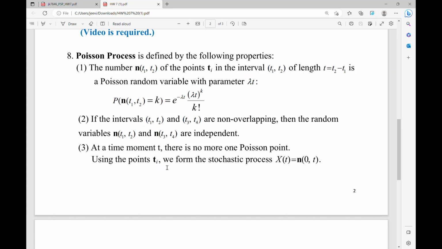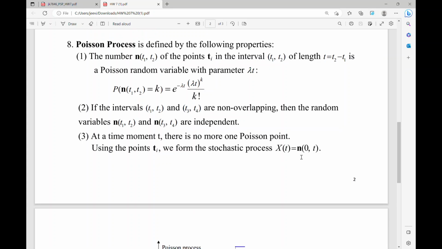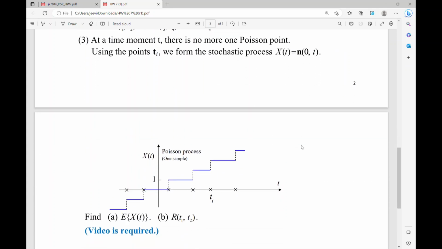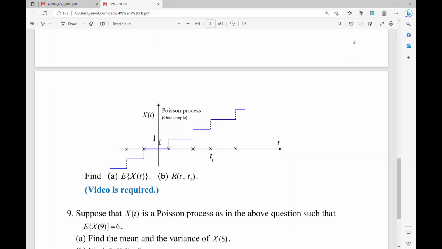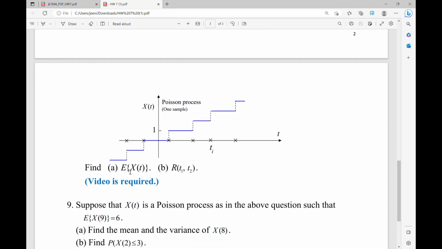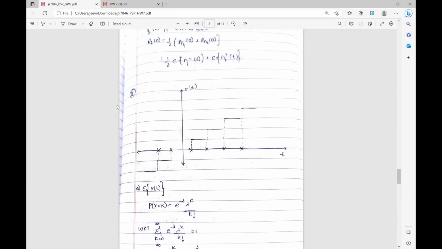Using the points ti, we form the stochastic process x(t) equal to n(0, t). Therefore, this is a sample of a Poisson process over the intervals ti, and on the x-axis we have t, and on the y-axis we have x(t). We are supposed to find the expected value of x(t) and also R(t1, t2). Let's look at the solving of this question.